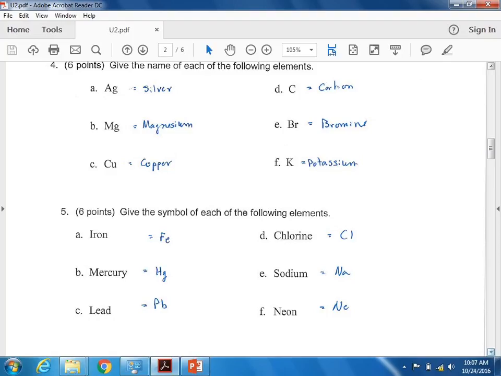Kind of to match up the symbol with the name and the name with the symbol. So I'll just kind of let you look at those.